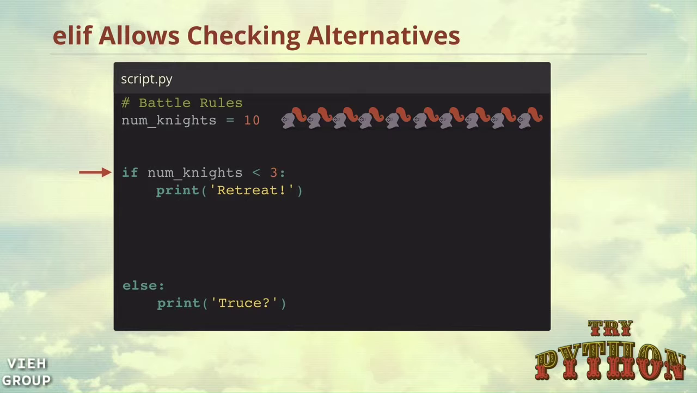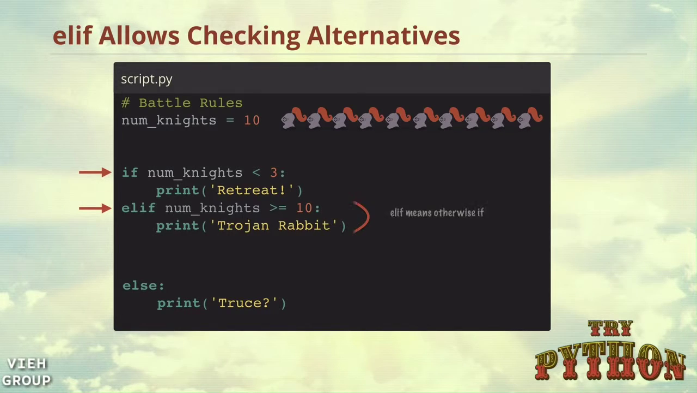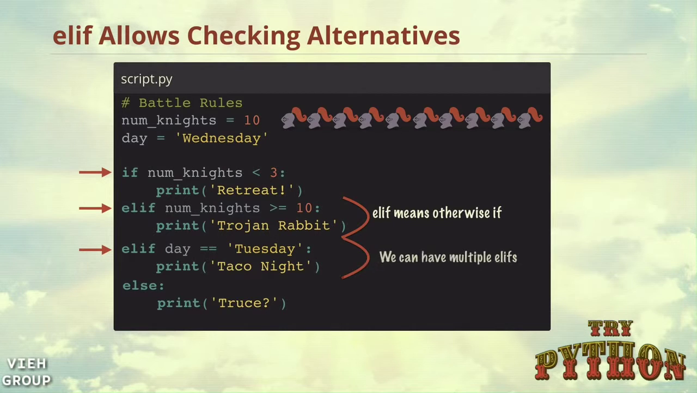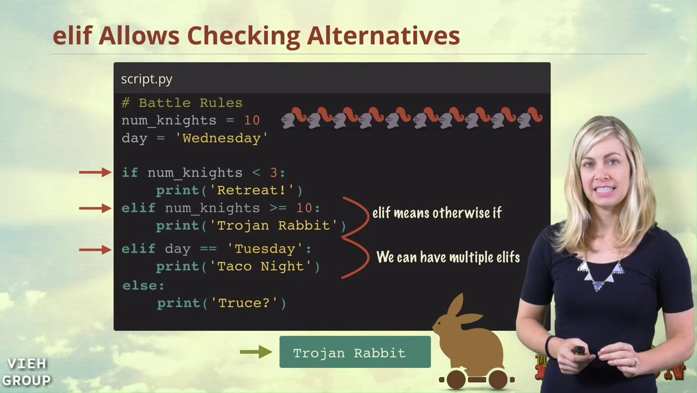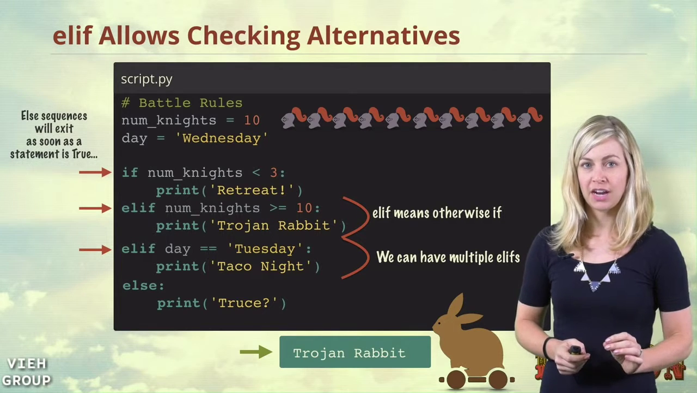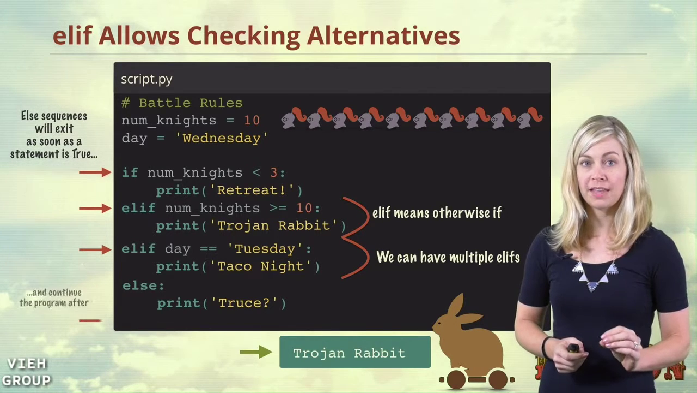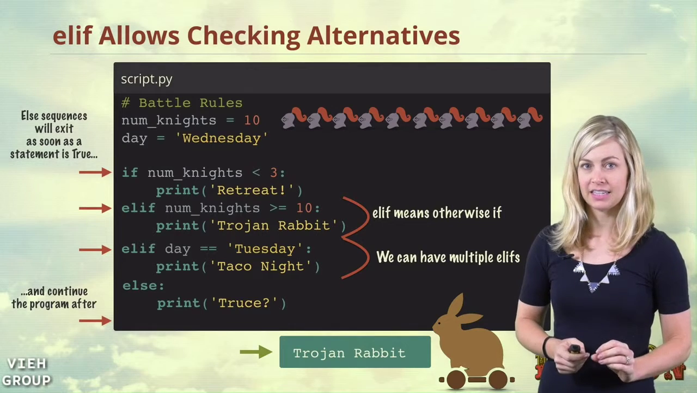Here, if num nights is less than 3, we print retreat. Otherwise, if we have at least 10 nights, print Trojan rabbit. Otherwise, if it's Tuesday, print taco night. And if all three of these things are false, we'll print truce. Another thing to note is as soon as one of those ifs or elifs are true, we'll run that block of code and then exit the conditional.